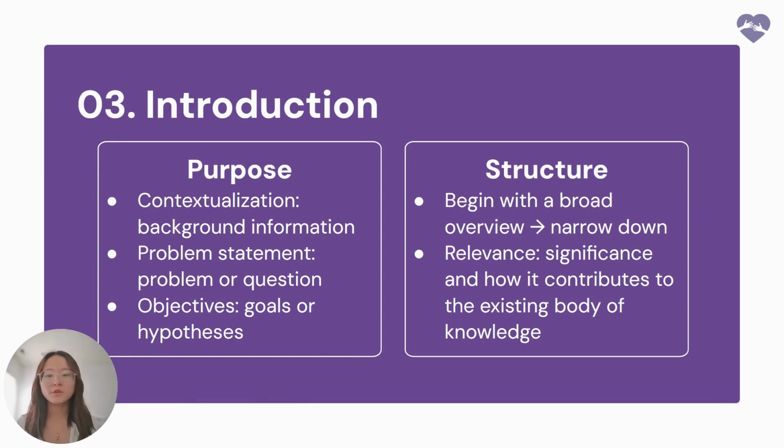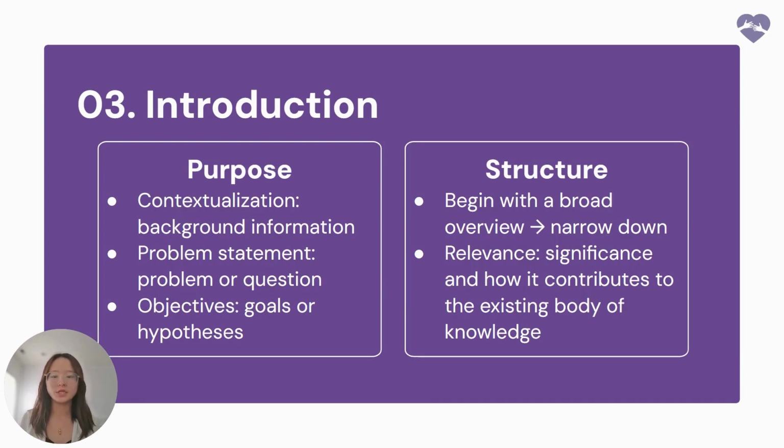For example, if your research focuses on AI in education, you could briefly explain the recent developments in AI technologies and their applications in personalized learning. This gives your readers a foundation to understand why your research is relevant. Next, you want to clearly state your problem statement. This is where you define the specific research problem or question your study aims to address.